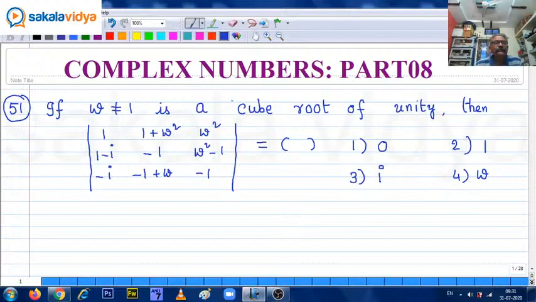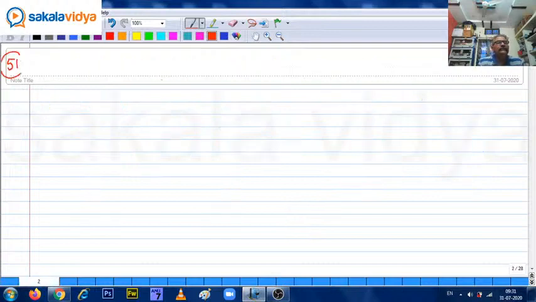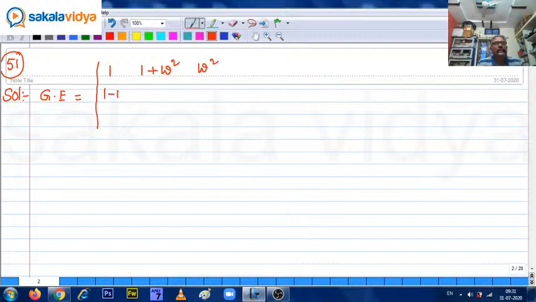Right, let us go for this problem now. Omega is a cube root of unity, then we need to find out this determinant. 51 solution. Given expression is nothing but the determinant of 1 plus omega square, 1, minus I, minus 1, omega square minus 1, minus I, minus 1 plus omega, minus 1.